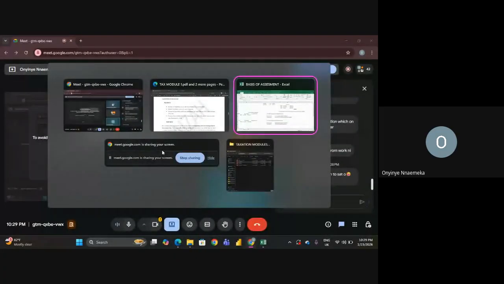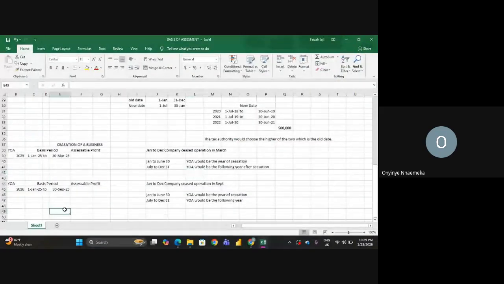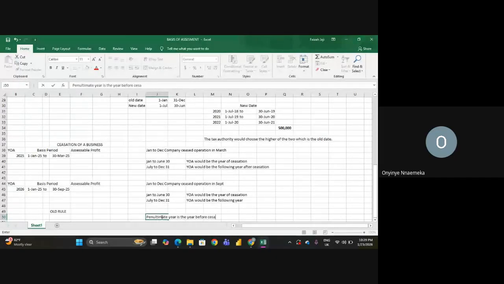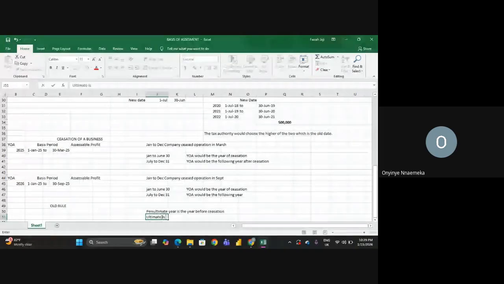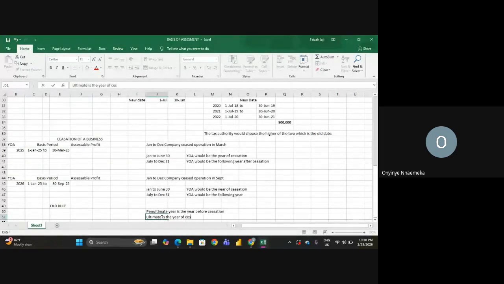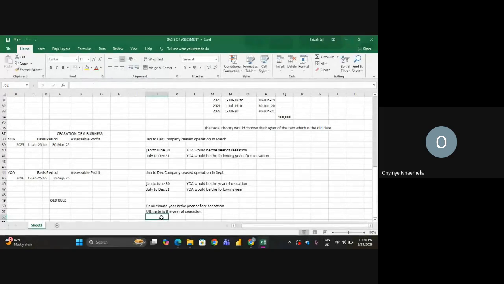You are going to write it like this. Let me come to Excel. Penultimate year is the year before cessation, while ultimate is the year of cessation. It's as simple as that.